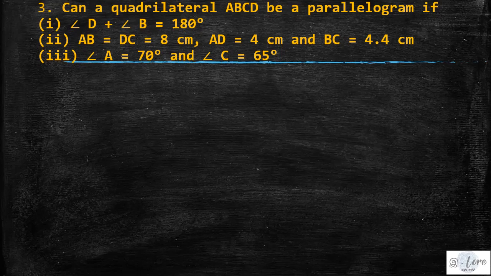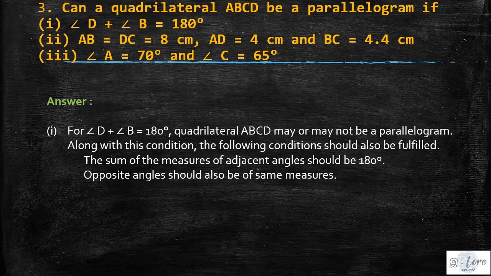Now come to the third problem. Can a quadrilateral ABCD be a parallelogram if angles B and D are 180 degrees? Remember that if you have a doubt, draw the picture of ABCD in the same order. So we know that angles B and D are 180 degrees. The quadrilateral ABCD may or may not be a parallelogram. Along with this condition, the following condition should be fulfilled: the sum of the adjacent angles should be 180 degrees.